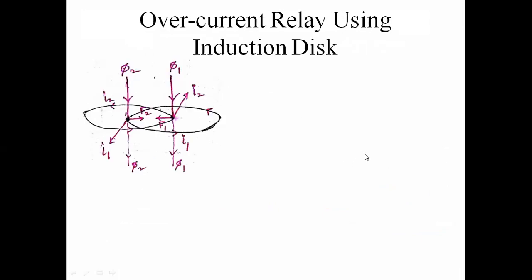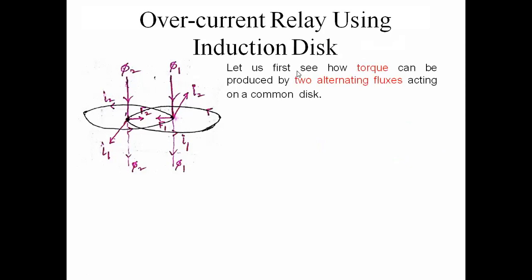Now before discussing the operating principle, first you have to know how the torque is produced in the induction disc. Suppose we have a disc here. How will this disc rotate for shaded pole and watt hour meter type relay? Initially, let us first consider that torque can be produced by two alternating fluxes.